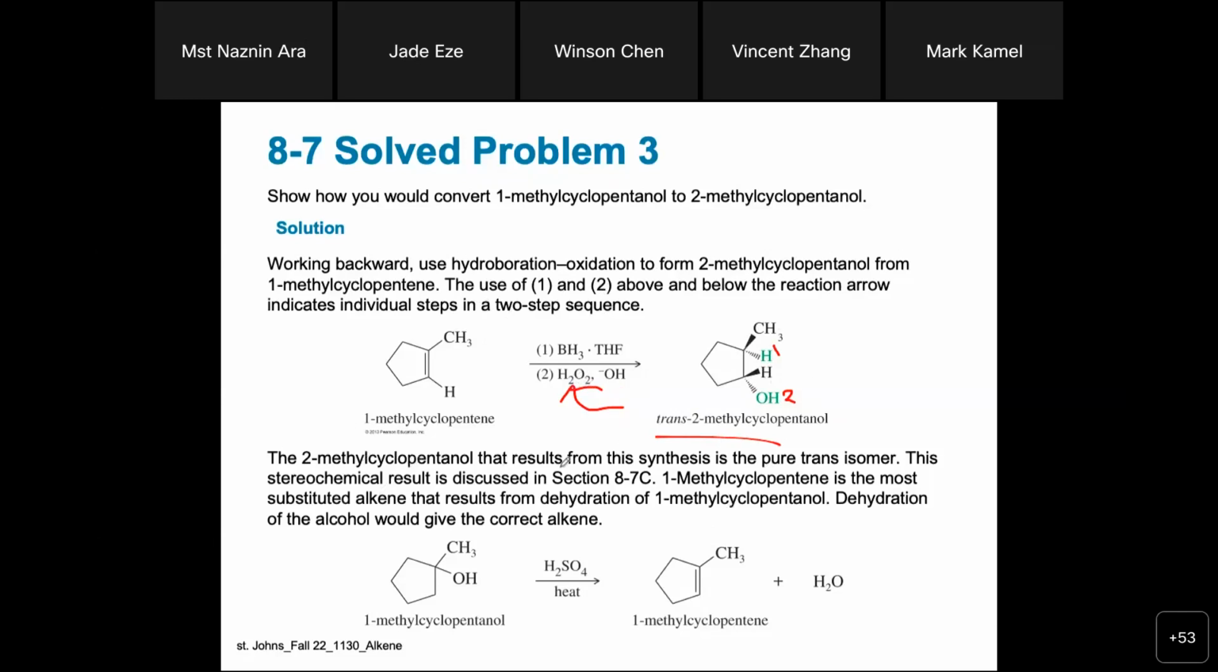The 2-methyl cyclopentanone that results from the synthesis is the pure trans isomer. This stereochemical result is also, I remember we discussed in this section, the most substituted alkene that results from the dehydration of this pentanol. Here we go, dehydration. Yeah, this is the catalyst for the dehydration.